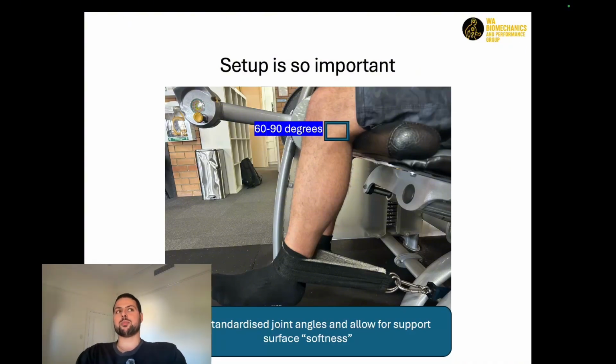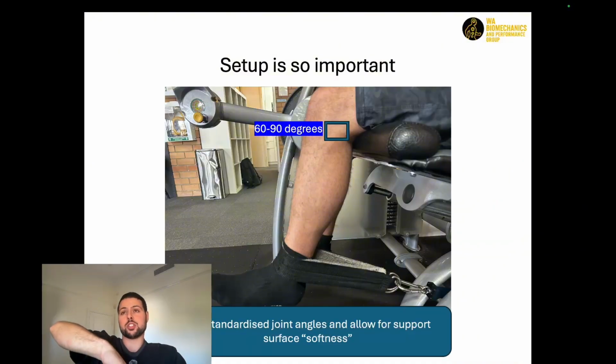We also want to make sure we are factoring in the support surface softness. I'm going to talk a bit about that in a second, but depending on how cushiony the support surface is, so the seat that I'm sitting on, if that's super cushiony, then when I put tension through the device, my femur or my thigh is going to squish into that soft cushion, and it's going to then decrease my joint angle. Okay, so we want to make sure we factor that in.